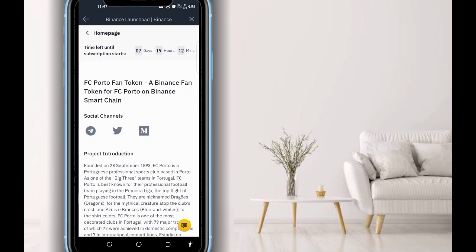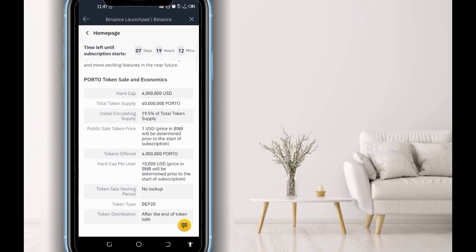Then after the distribution, there will be a timer for it to go to the innovation section for trading, you understand? And Binance said before being traded, they will release your coin and your committed BNB to your spot wallet for you to trade, which means after the distribution you are going to get your Porto token on your spot wallet for trading, you understand?